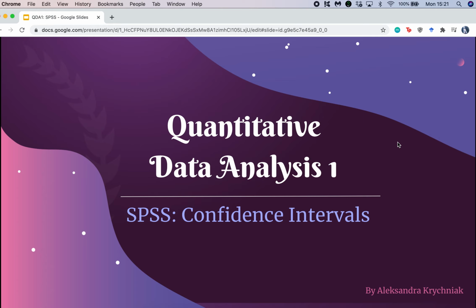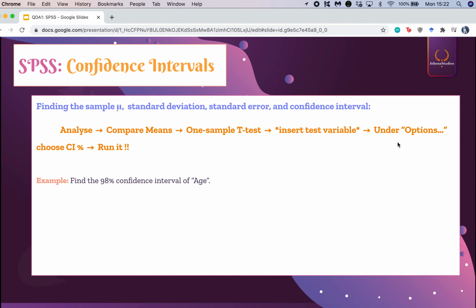I think we're on the second to last SPSS video, and this is going to be over confidence intervals. So we already talked about the t-table, test statistics, etc., but this is actually how to calculate a specific confidence interval percentage in SPSS, also getting the mean and the standard deviation and the standard error of your sample. So let's get started with the steps that you need to take for SPSS in order to calculate this confidence interval. So these are the steps.